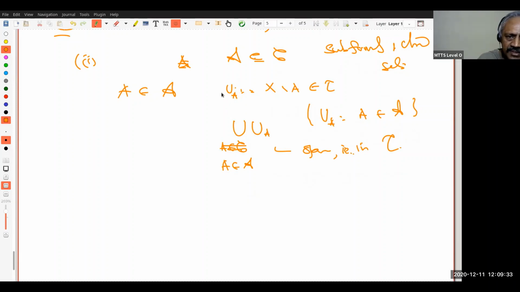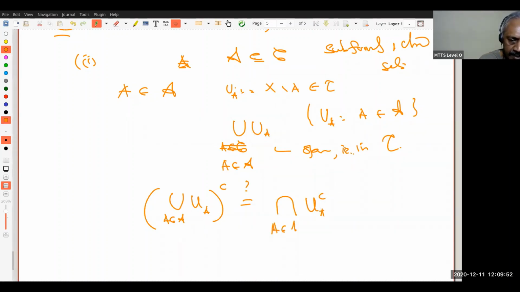What is the complement of U_A? It is A. Therefore, if I want this, what should I do? I have to take the complement of the union of U_A, A in script A, equal to what? This is by intersection. This is the intersection of the complements of U_A, A running over script A. But that is equal to the intersection of A running over script A. Right? Since this is open, the complement is closed.